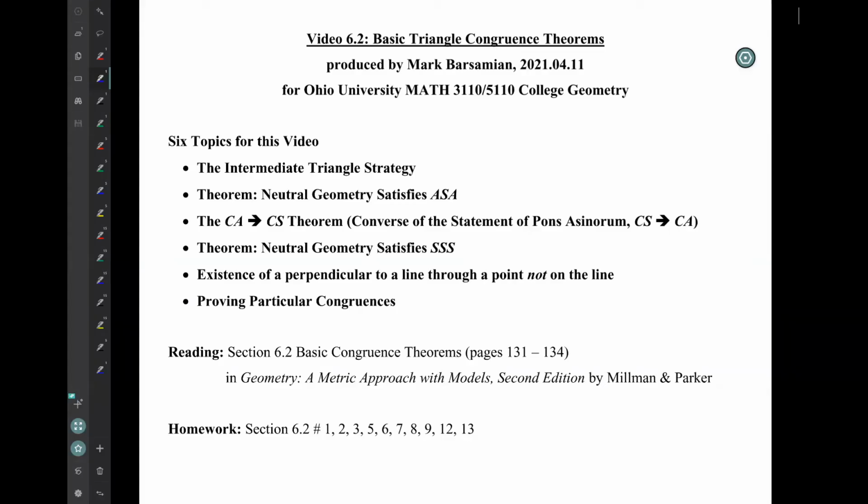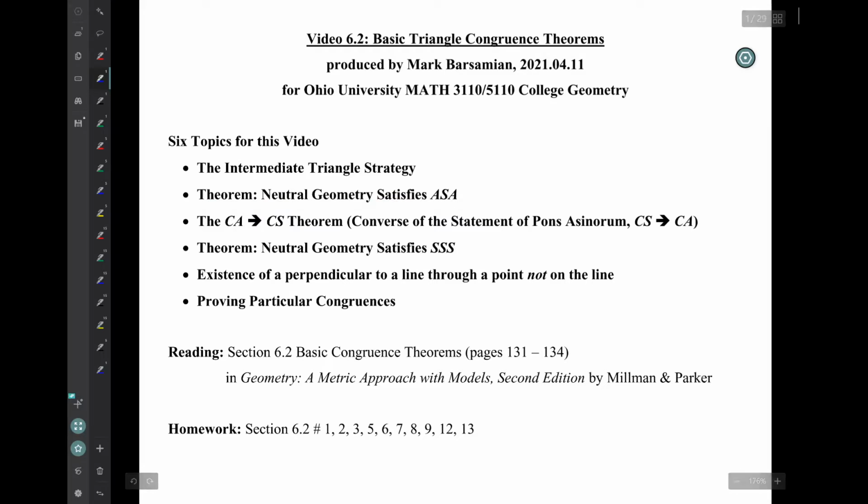In this video, I'll be discussing basic triangle congruence theorems. More specifically, we'll be discussing 6 topics. We'll talk about the general idea of proving these basic triangle congruence theorems, and one of the first things that will come up is what's called the intermediate triangle strategy. Then we'll discuss our first triangle congruence theorem, that neutral geometry satisfies the angle-side-angle axiom.